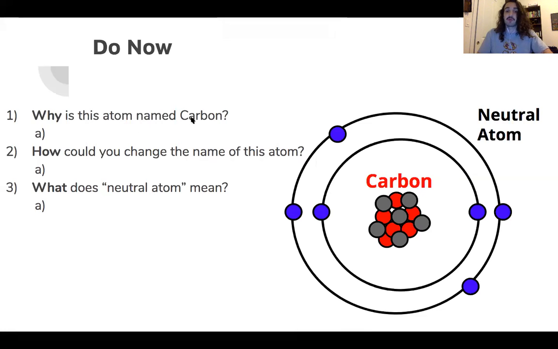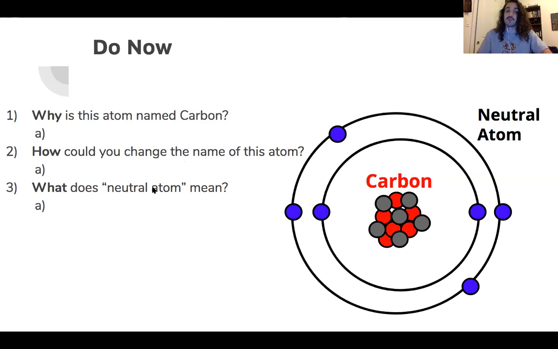Why is this atom named carbon? It's named carbon because of the number of protons it has. It has got all the red protons, 1, 2, 3, 4, 5, 6. 6 red protons means carbon. Because the name is controlled by protons, how would I change this? I could add a proton, I could subtract a proton, I could add 2 protons. All of those changes to the protons would change its name.